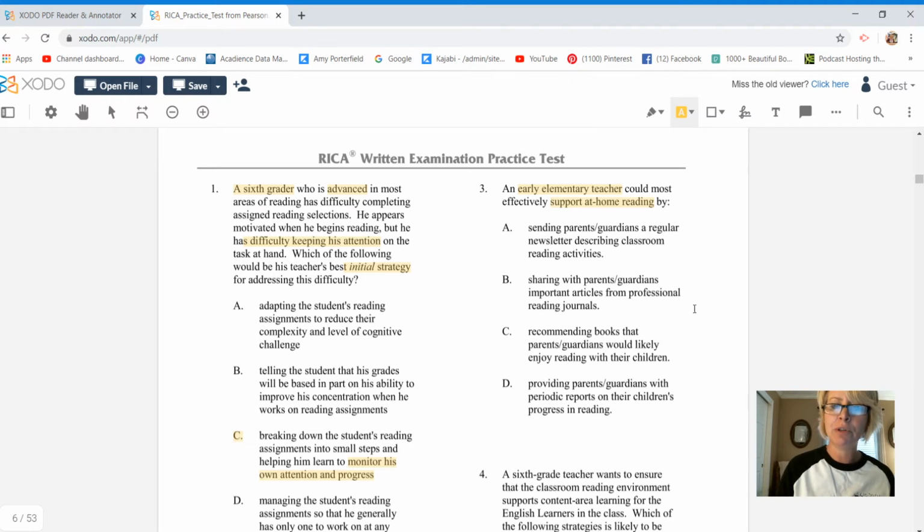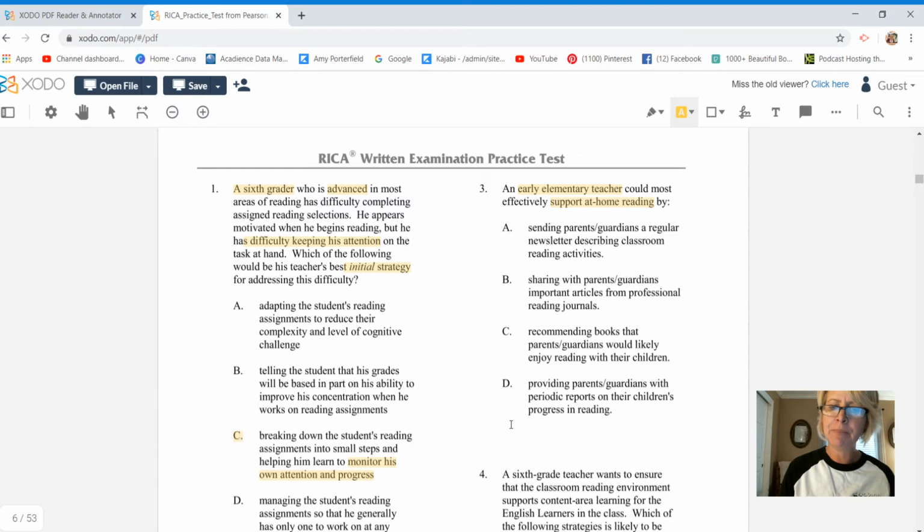B, sharing with parents and guardians important articles from professional reading journals. This is a big no to me because teachers tend to have our own language, and giving them a professional reading journal is going to go way over a typical parent's head. So this is a no. That is not going to help support at-home reading. C, recommending books that parents and guardians would likely enjoy reading with their children. Now, I like this because this is joyful for everybody.